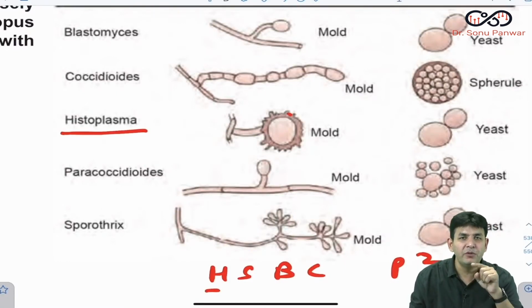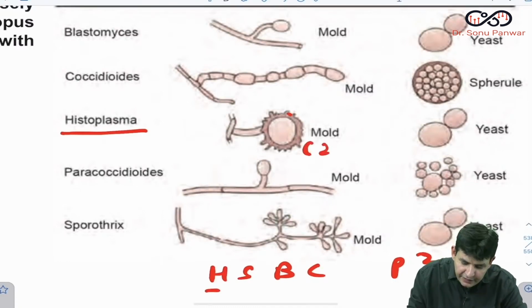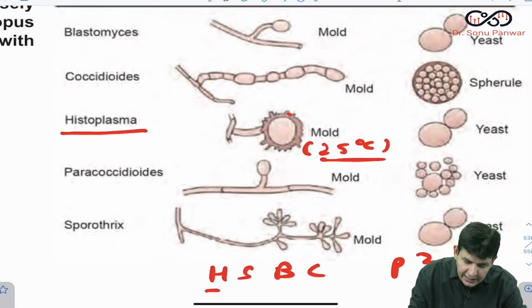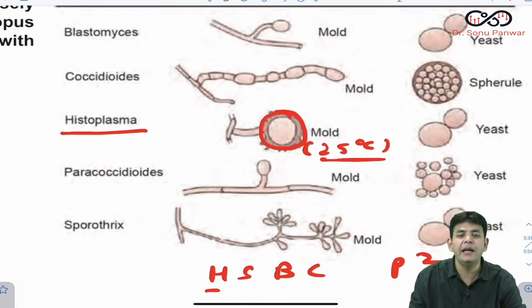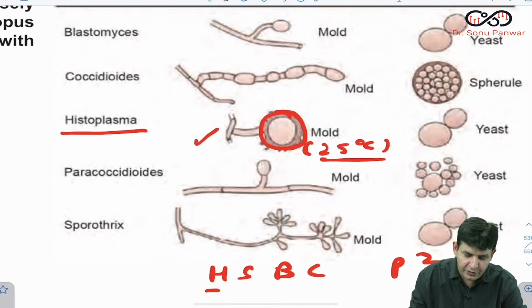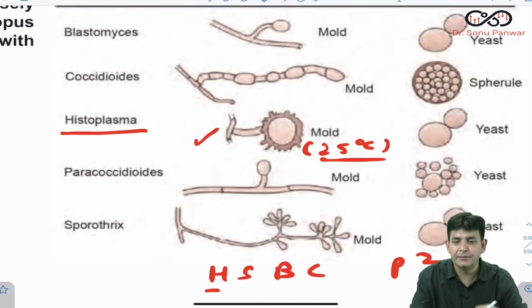How to remember the mold form, at which temperature? Mold is gold, and how many carats of gold? 25 carat gold. So this is 25-degree temperature, and this is termed tuberculate macroconidia. This is which type of conidia? Macroconidia, which looks like a sunflower. The capsule is made up of polysaccharide.